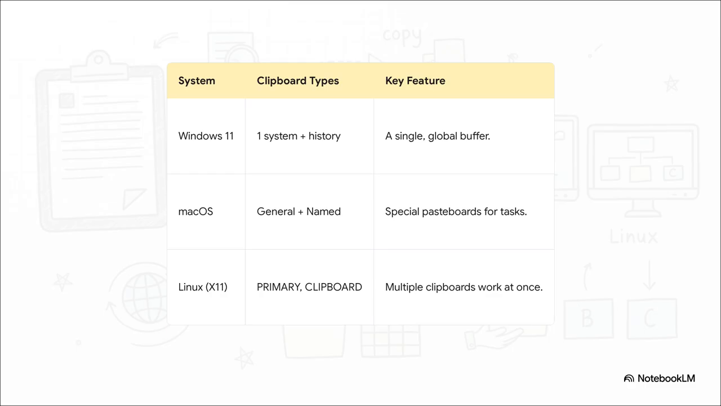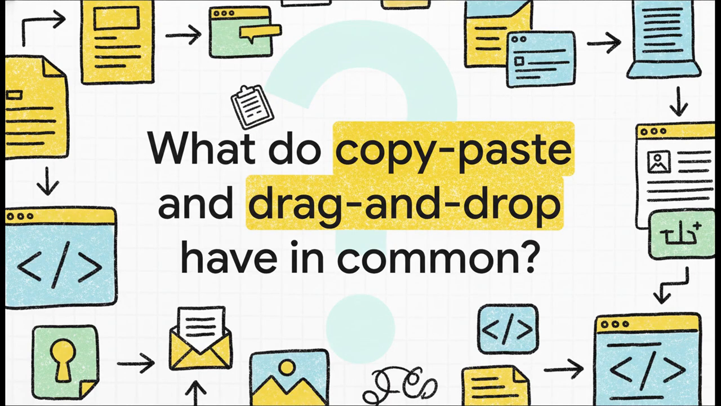When you've got macOS, which has its main pasteboard, but it also spins up these special temporary ones for certain tasks. And then there's Linux. Under the classic X11 system, it can have 3 different clipboards all running at once. One of them even copies text the moment you highlight it. No key press needed.